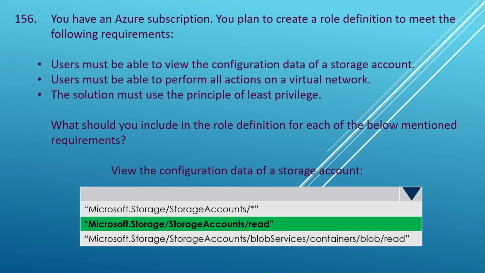If you would have included the first option, it would have still fulfilled the requirement, because if you are giving all the permission, you are obviously giving it the permission to view the configuration data of a storage account. But one of the main requirements mentioned at the top of the page is that the solution must use the principle of least privilege. That is the reason we have chosen the second option here. This permission allows users to view the properties and configuration data of a storage account without granting them permissions to modify or delete the storage account.